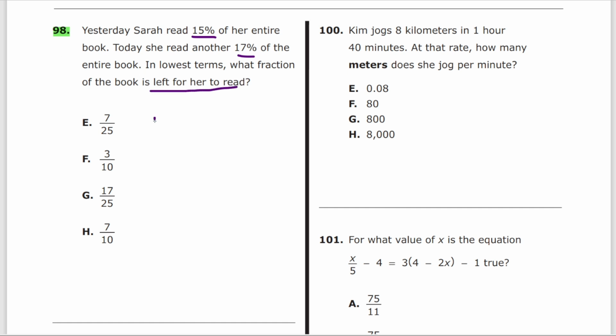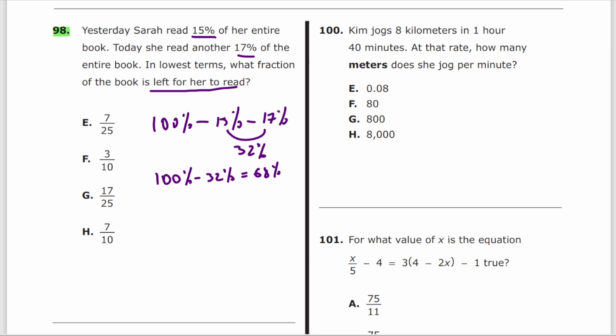So the total is 100%. Now, minus 15% and minus 17%. And this is equal to 32%. So we have 100% minus 32%, which is equal to 68%. We now need to convert this into a fraction. So that's clearly equal to 68 over 100. Divide this by 2, we get 34 over 50. Divide this by another 2, we get 17 over 25, and the answer is G.